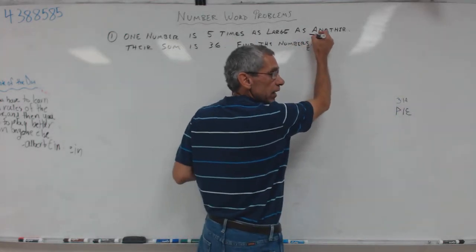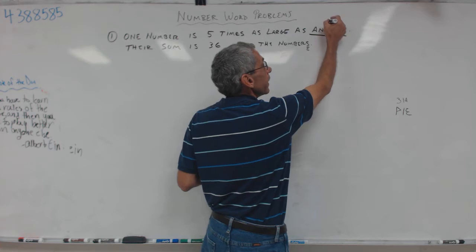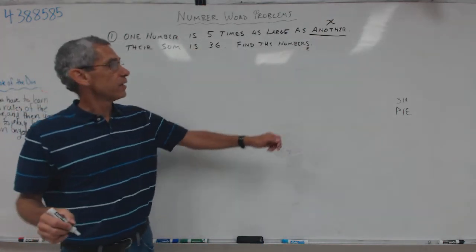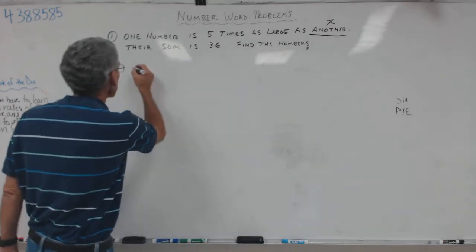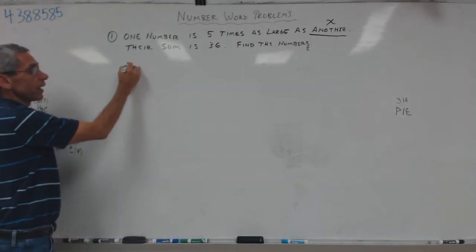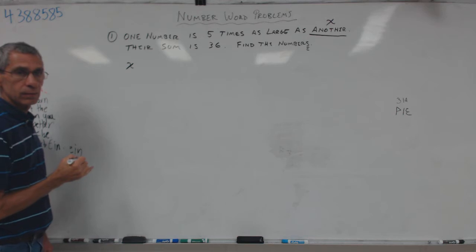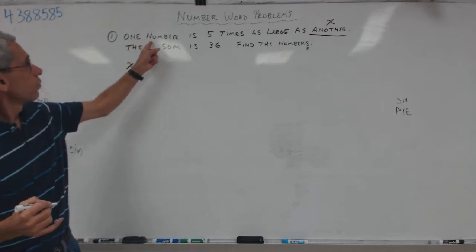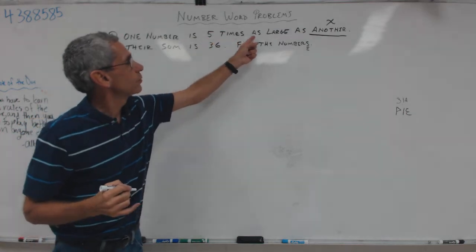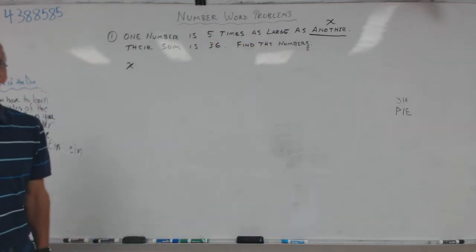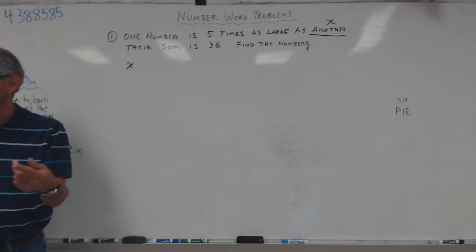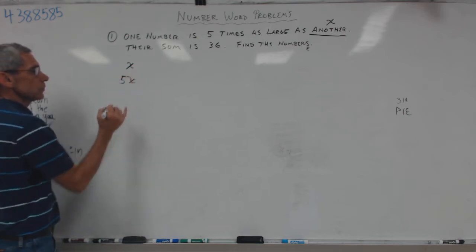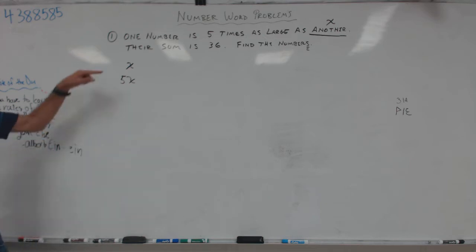So this is what I suggest you do. You underline your foundational number and you put an X over it. That always tells you that that is your foundational number. So I'm going to come over here and I say my first number is x. Everybody with me? What's my second number? The other number is 5 times as large as that. So what do we have? 5x, right? 5 times x, 5x. So everybody's with me, right? Yeah. There are my 2 numbers.